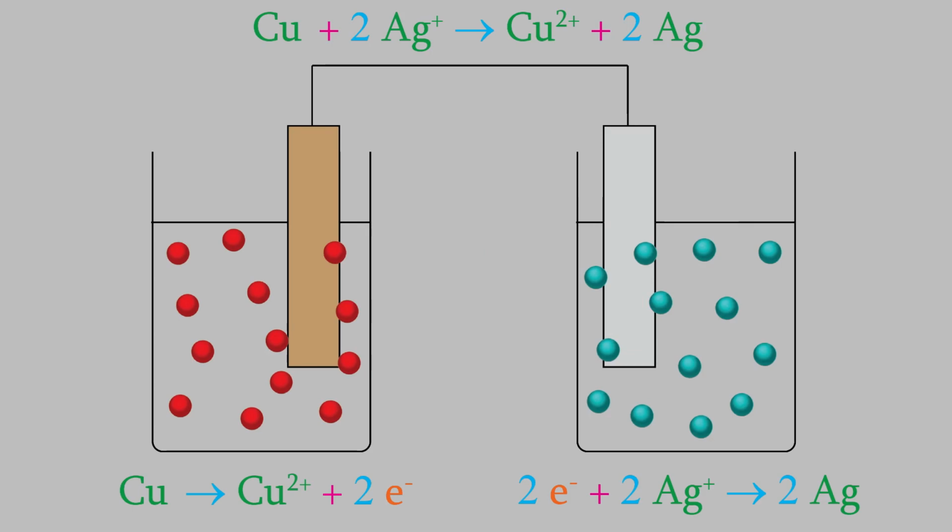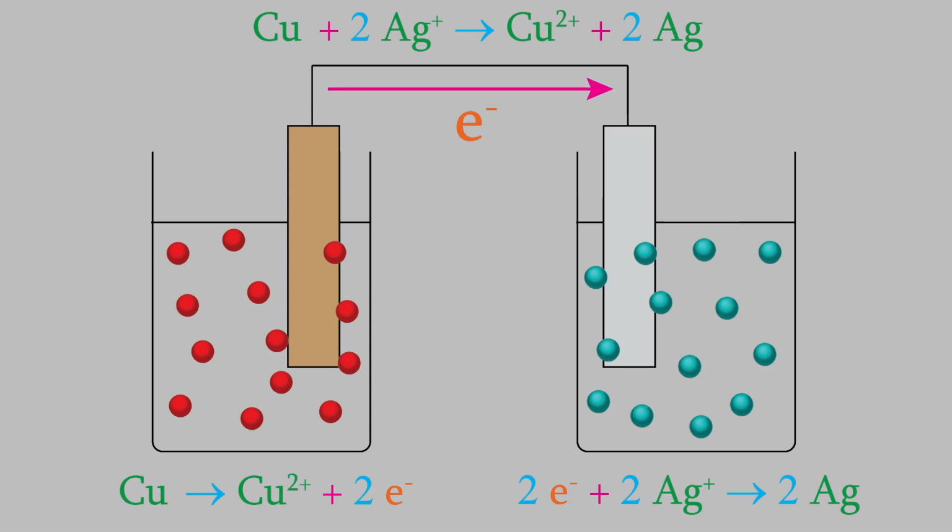Think about what will happen. The half reactions tell us that the copper loses electrons, so the electrons flow out of the copper through the wire to the piece of silver metal. The other half reaction tells us that the electrons will then be picked up by the silver ions, which will then become neutral silver atoms.